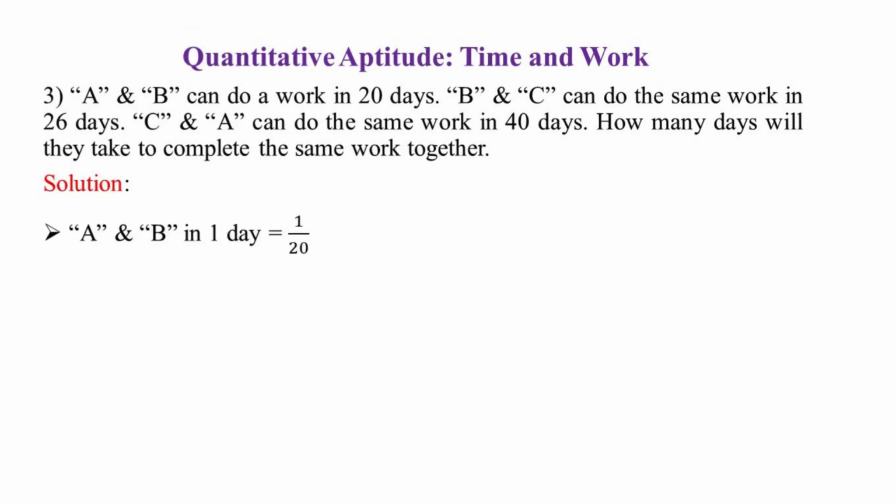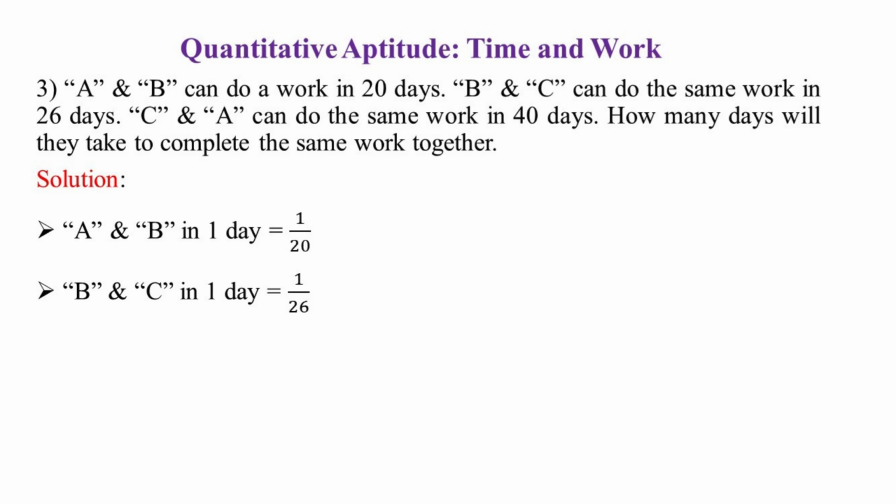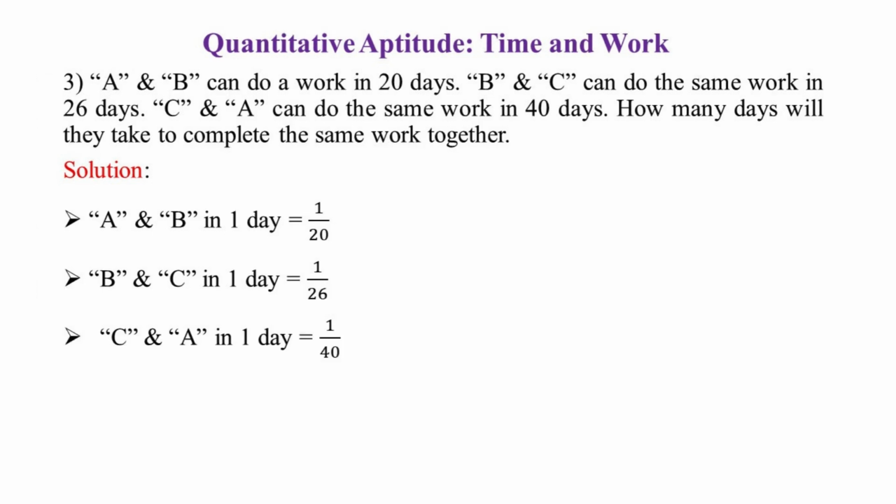A and B together can do the same piece of work in 20 days, they are telling. Per one day how much are A and B working? Per one day A and B's work is 1 by 20. Next, B and C are working for 26 days for the same work, so 1 day work is 1 by 26. Then C and A are doing the same work in 40 days, so per day work is 1 by 40.